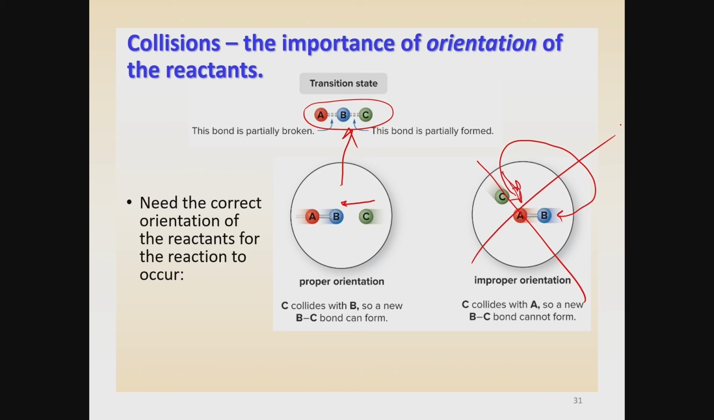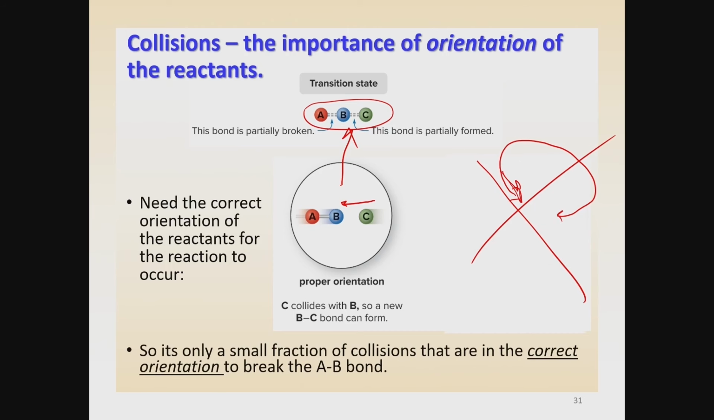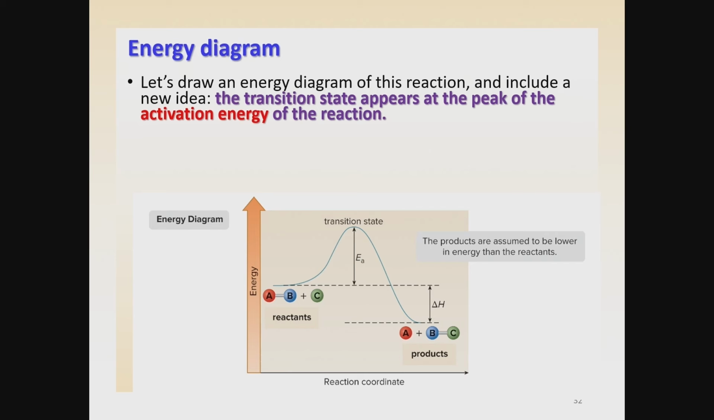We need the proper orientation of the atoms and molecules in this reaction for this reaction to go to make the transition state. So as you might imagine, only a small fraction of collisions that are in the correct orientation will break the AB bond. So in just a moment, I'm going to talk about why it is we need to be concerned about the kinetic energy of the reactant molecules for this reaction to go. But before I do, I need to remind you about energy diagrams.